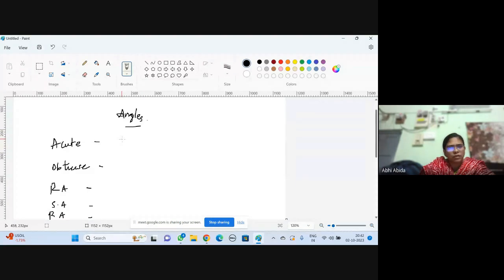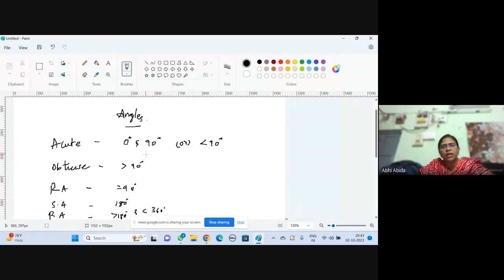It is very important to know the basic stuff. An acute angle is the angle which lies between 0 and 90 degrees, or simply we can say less than 90 degrees. Obtuse is greater than 90 degrees. Right angle equals 90 degrees. Straight angle is the angle on a straight line, which gives you 180 degrees. Reflex angle is greater than 180 and less than 360 degrees. So these are the various types of angles.